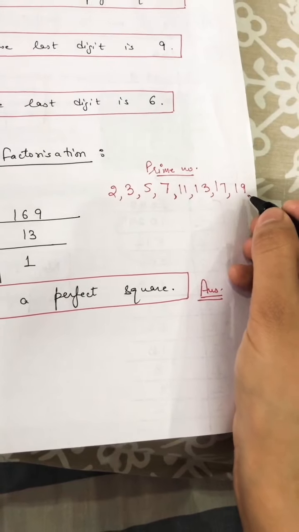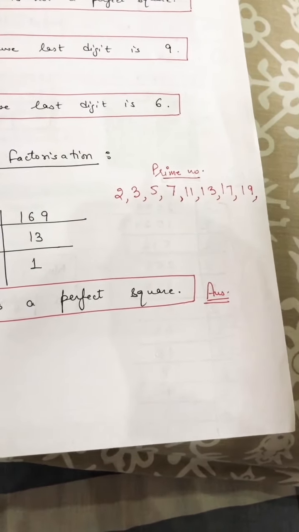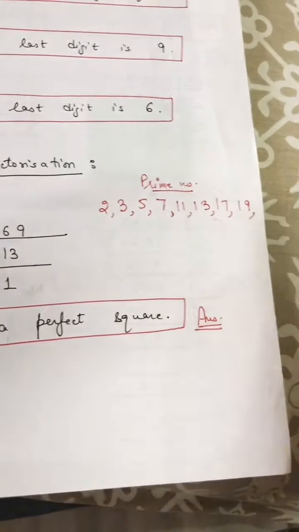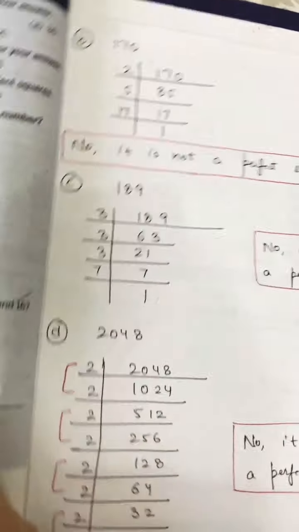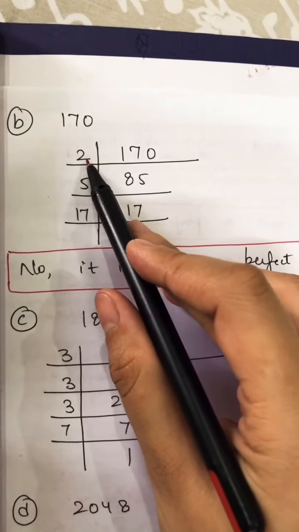After 19 what will come? Not 20, not 21, not 22, 23 will come. So in this way you have to go with the prime numbers. Now the next is B part. B part is 170. Go on the 2 table.